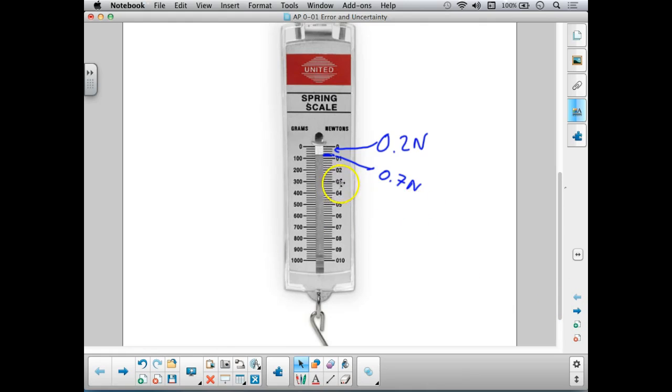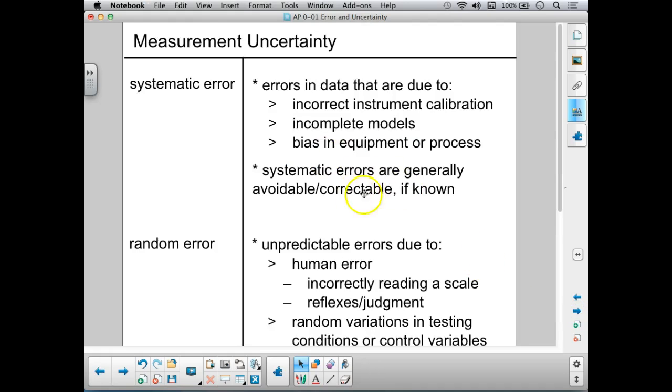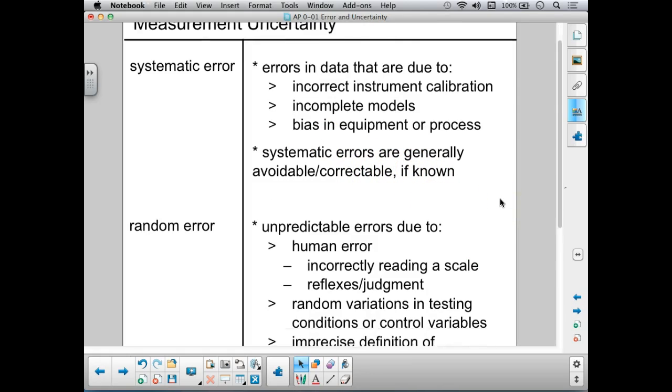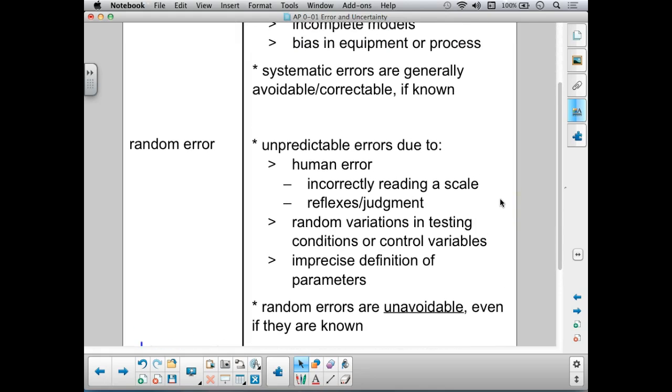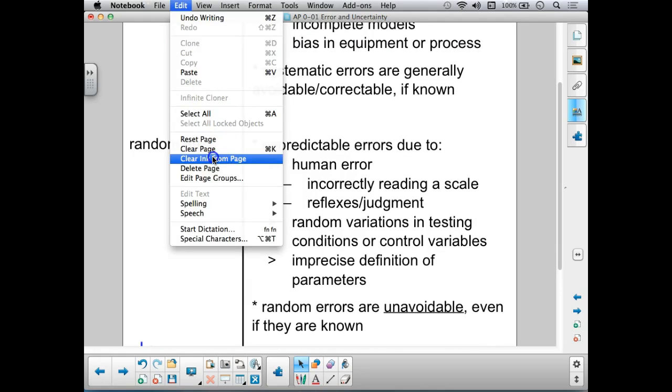After the fact, we could go back and divide all of our results by 9.81 to convert from mass to force, and we could get the real force value back out, even after the fact. So we could correct a systematic error if we realize that we made it. Random errors, on the other hand, are not correctable.